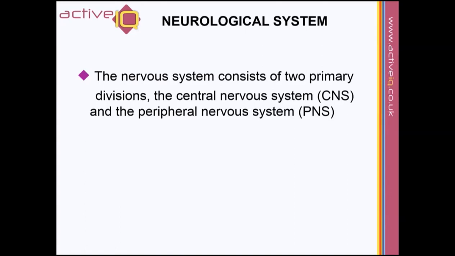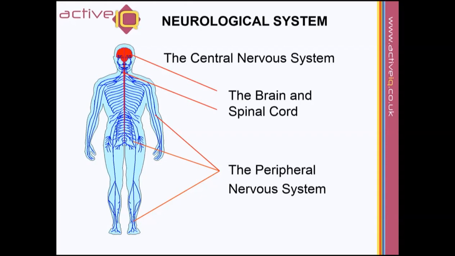We're now going to have a little look at the neurological system, and this system consists of two primary divisions. We have the CNS, or the central nervous system, and the PNS, which is the peripheral nervous system. The central nervous system is made up of the brain and the spinal cord, whereas the peripheral nervous system is made up of everything else that controls muscle movement.